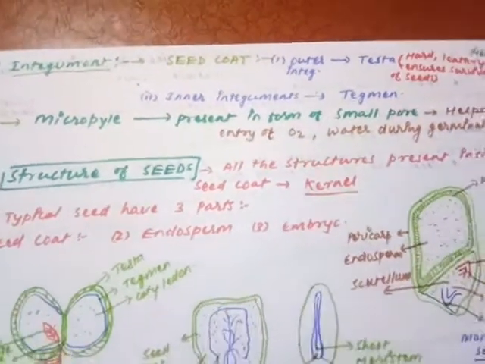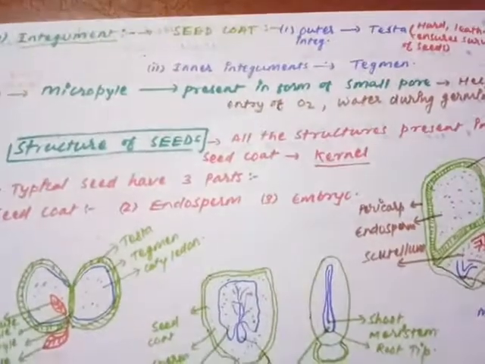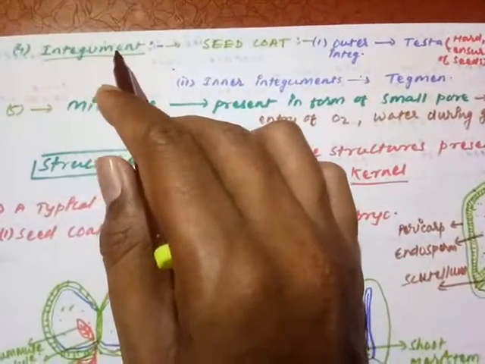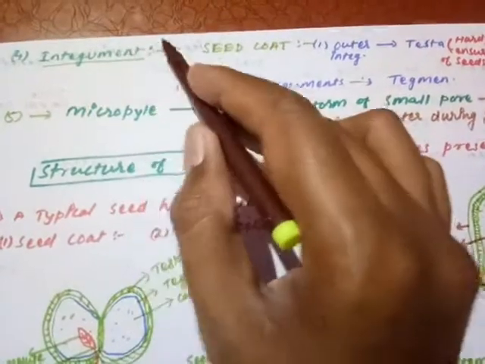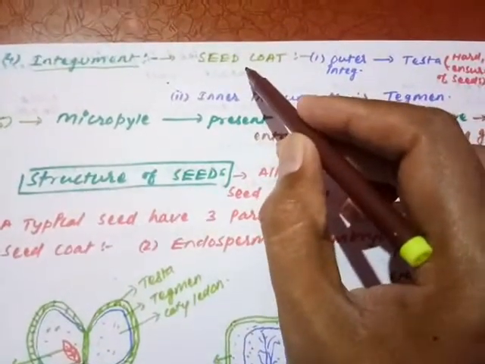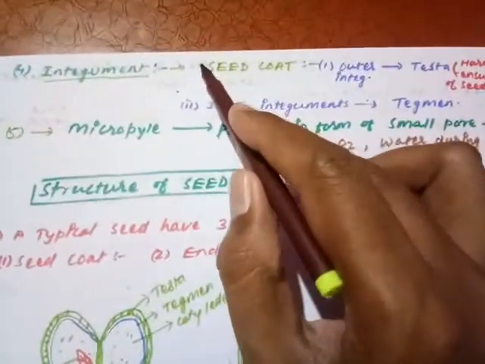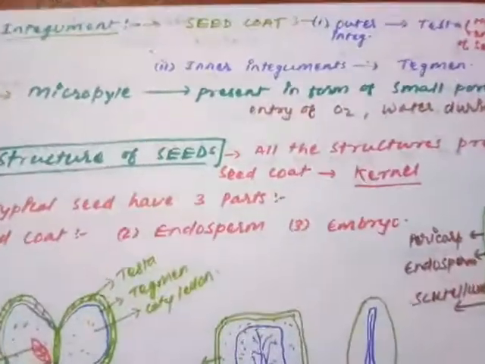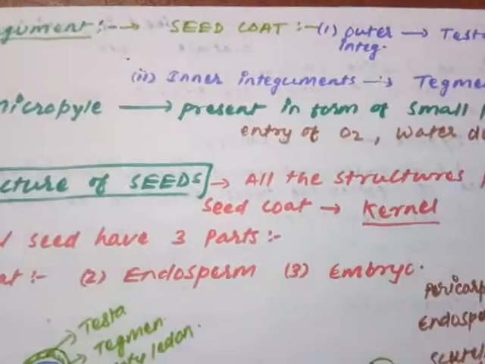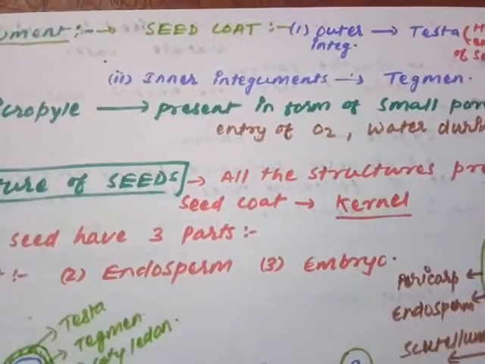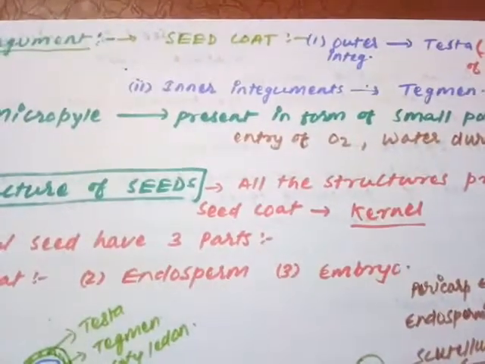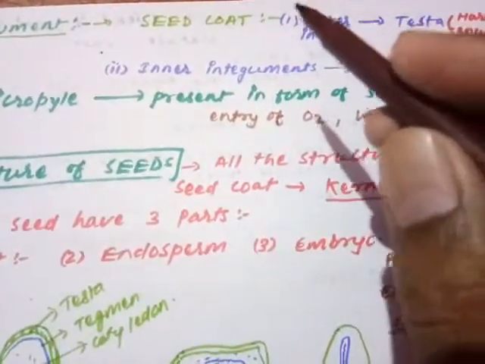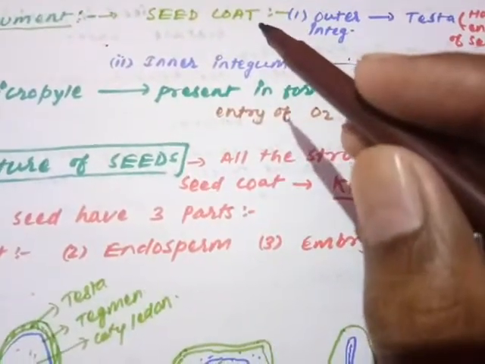Next structure after the nucellus: the integument of the ovule. The integument of the ovule is going to form the seed coat. You know very well there are two integuments present, the outer integument and the inner integument. So there will be two layers in the seed coat. Seed coat means the external covering of the seed.